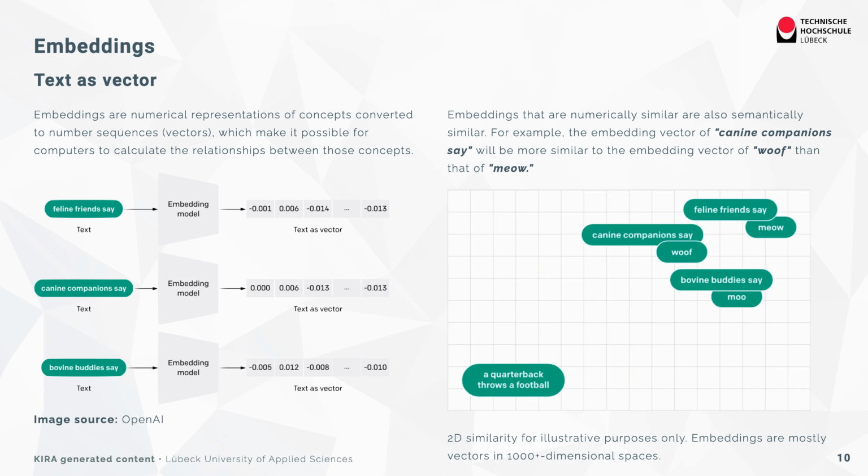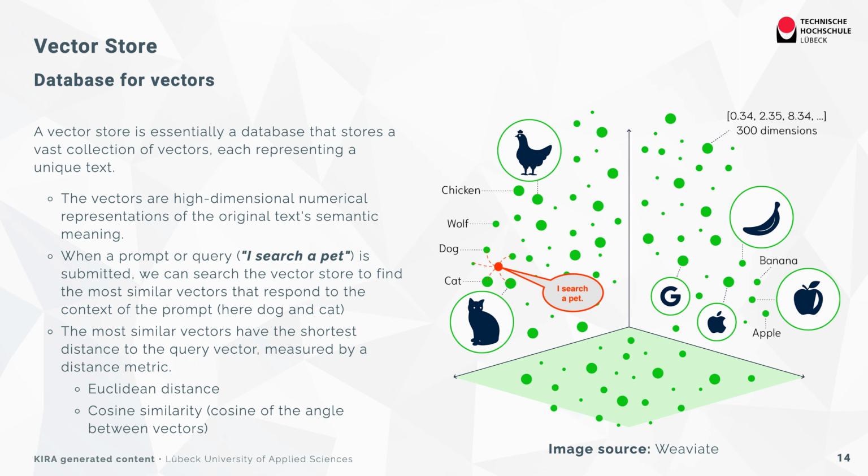Typical metrics include Euclidean distance and cosine similarity, where values close to 1 indicate high similarity. So, the most similar vectors are those with the smallest distance to the query vector, calculated using the selected distance metric. They represent the semantically closest text to the original query or request text.